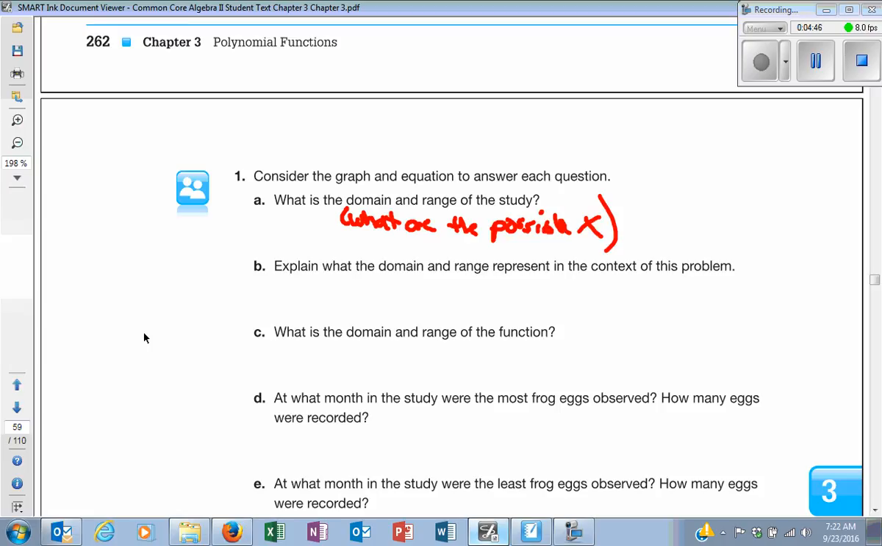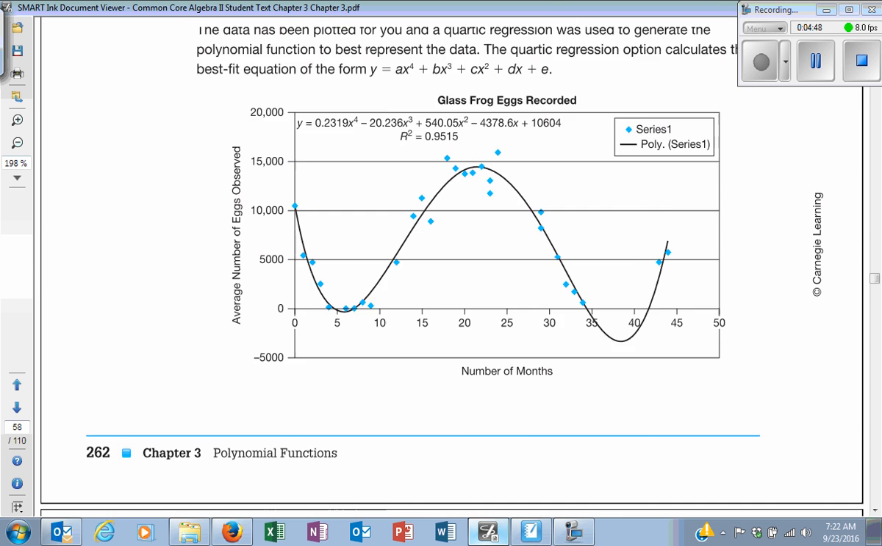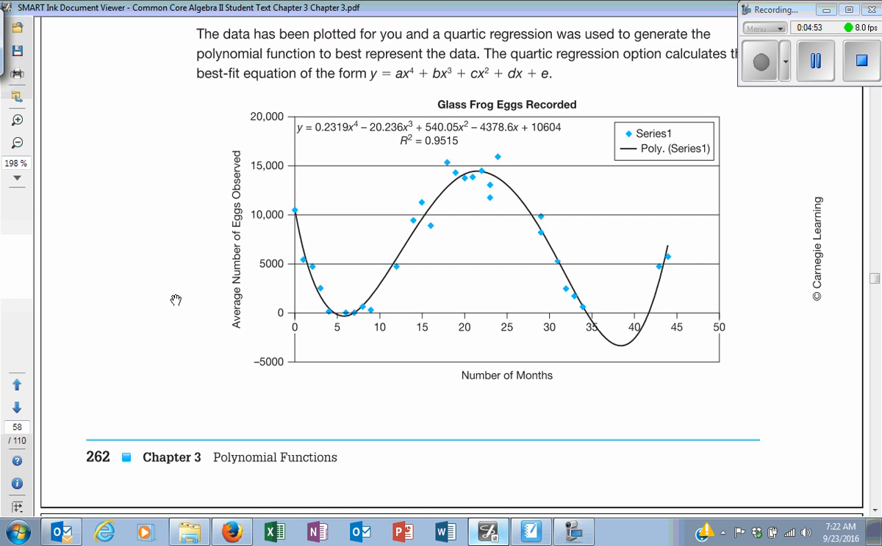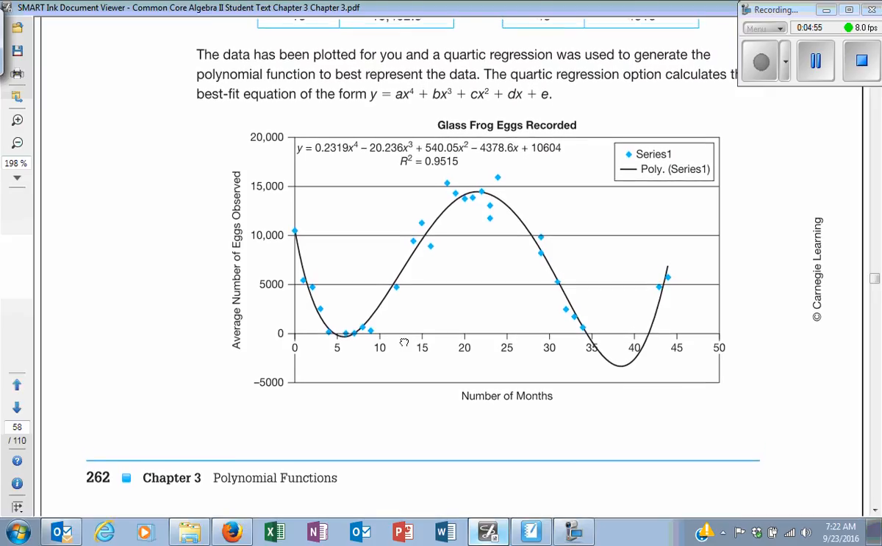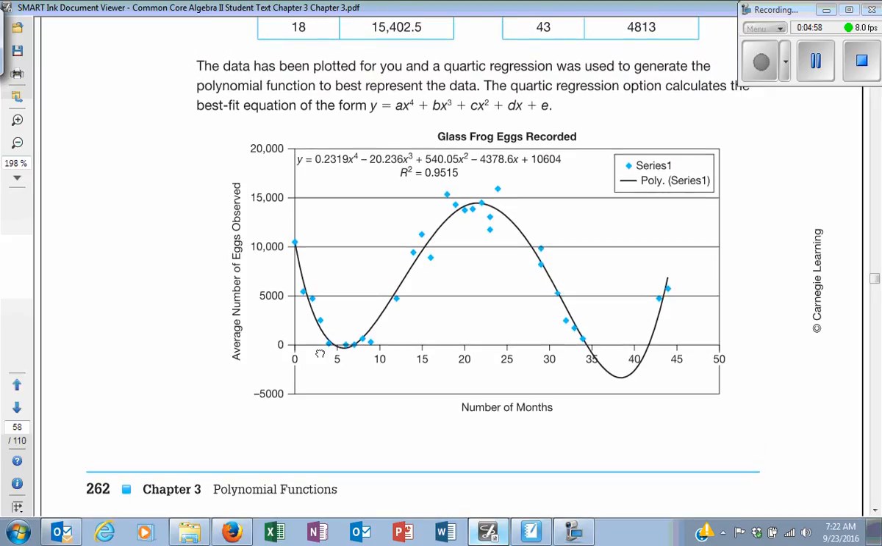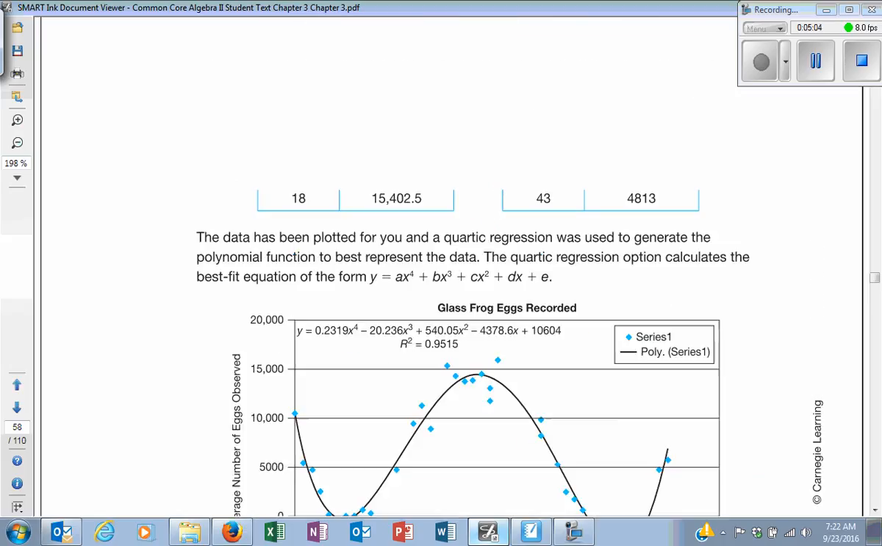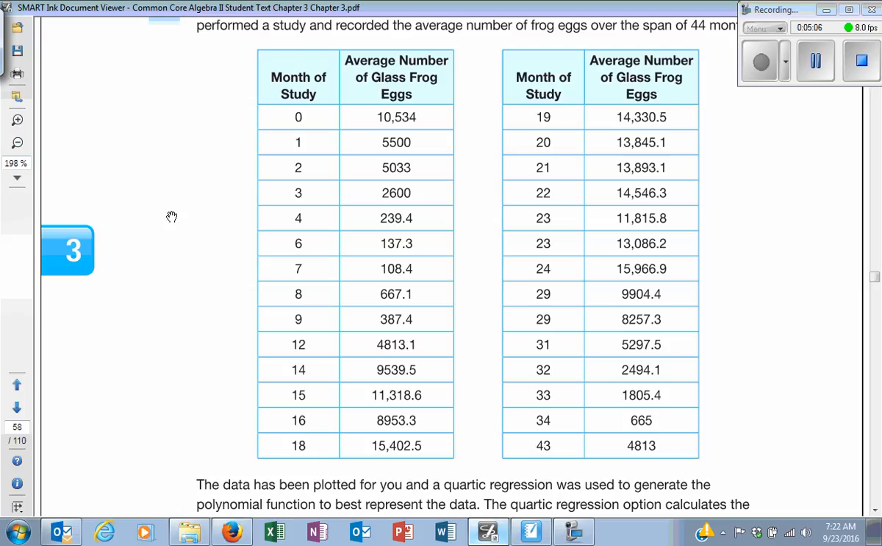So if I go back up here and I look, my domain is going to be my x. Do you see right here, my x goes right along this axis, correct? So what is my x's? x's are my number of months. You with me? So I look up here. What is the number of months? What does it go from?